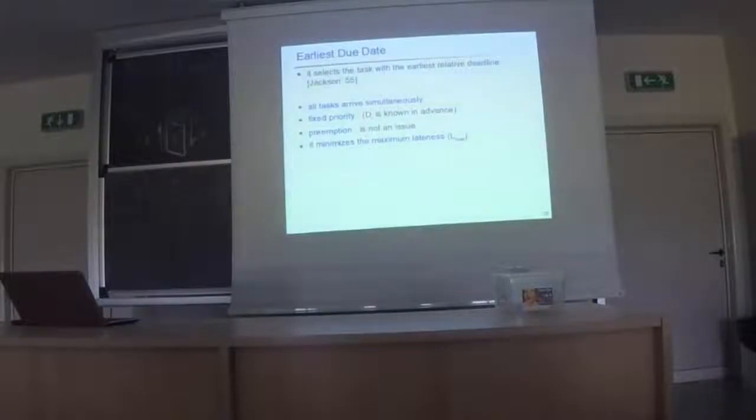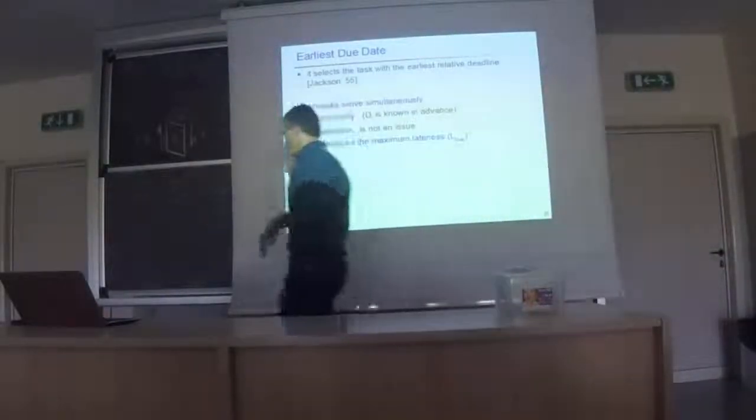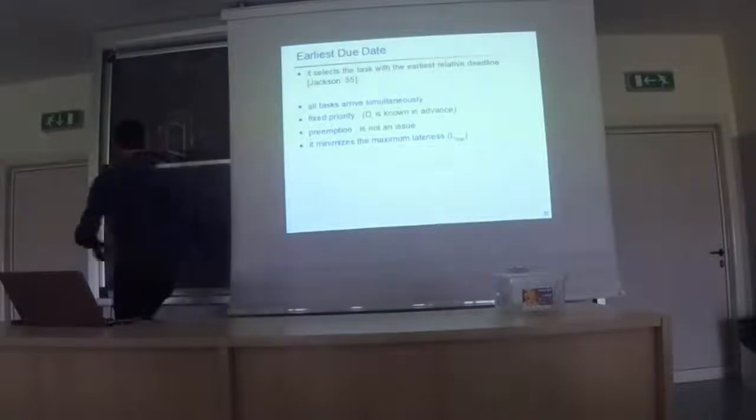So if I schedule the task with the shortest deadline, there will not be another task arriving later with an earlier deadline. All tasks are ready at time zero, and the schedule is already decided, and it is a non-preemptive schedule.